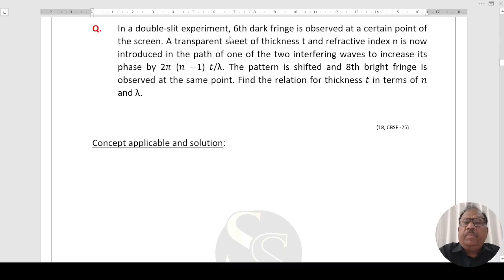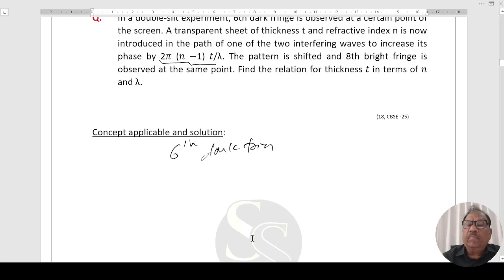In a double slit experiment, 6 dark fringes observed at a certain point of screen. A transparent sheet of thickness T and refractive index N is now introduced in the path of one of the two interfering waves to increase phase by 2 pi (n minus 1) T by lambda. The pattern shifted, and the eighth bright fringe is observed at the same point. Find the relation of thickness T in terms of n and lambda.